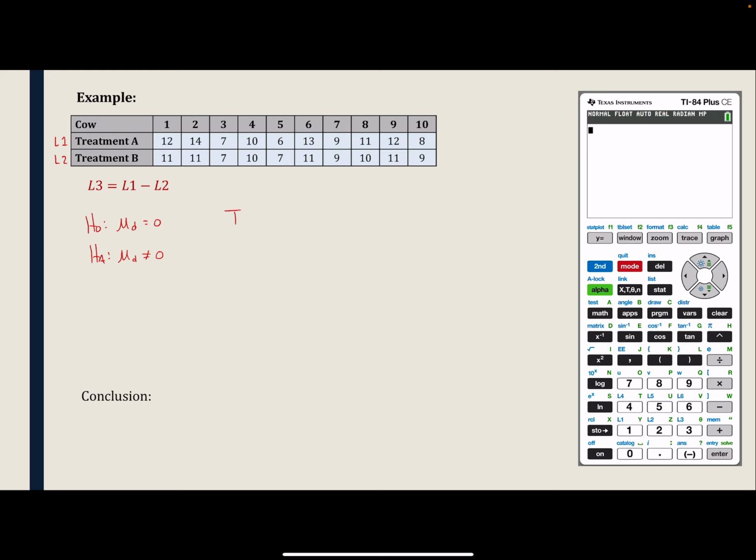And we're going to conduct a t-test with data. It's always going to be with data when we're doing paired tests. Mu sub 0 with a paired test is always 0. Sorry, it is not always 0. I do have an example where it's not, but it's almost always 0. In this case, it is. Our list is going to be L3. The frequency is going to be 1. And then we're going to say that mu is not equal to mu sub 0.